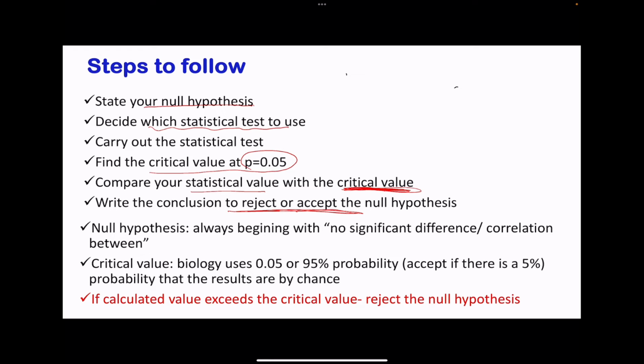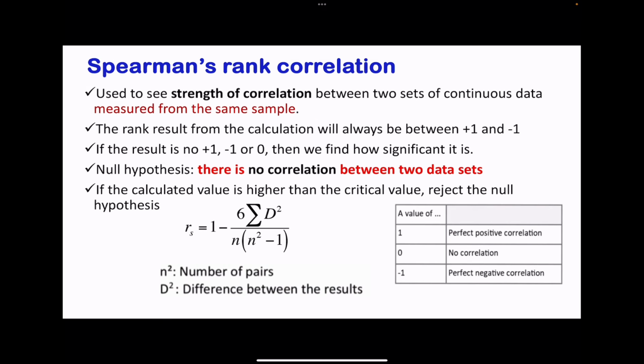The null hypothesis is always going to begin with no significant difference or no correlation. The critical value in biology is going to be at 0.05. We accept results if there is a 5% chance that the results are by chance. First, we're going to look at Spearman's rank correlation. This is used to see the strength of correlation between two sets of continuous data measured from the same sample. We are going to assign a rank to all the results. If the result is +1, -1, or 0, then we find how significant it is.